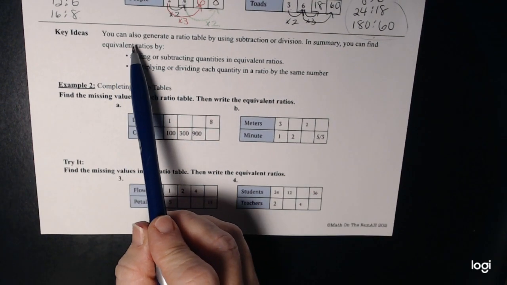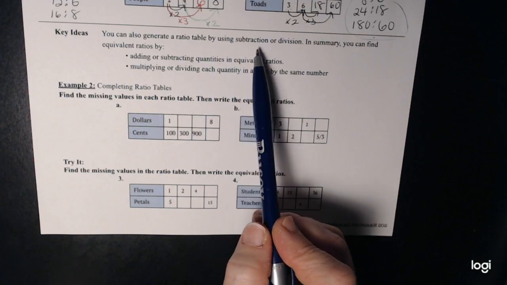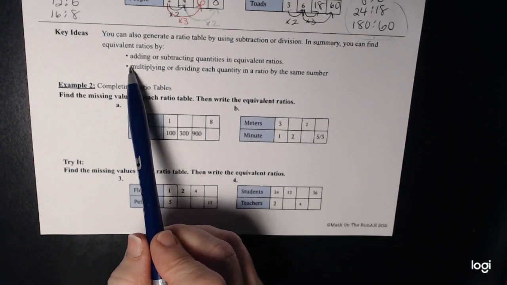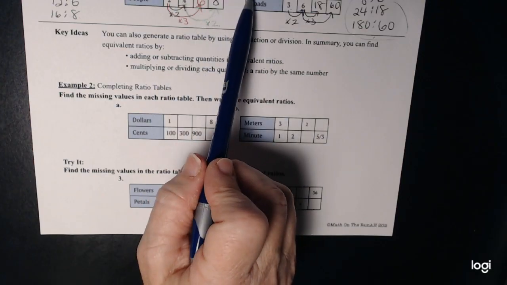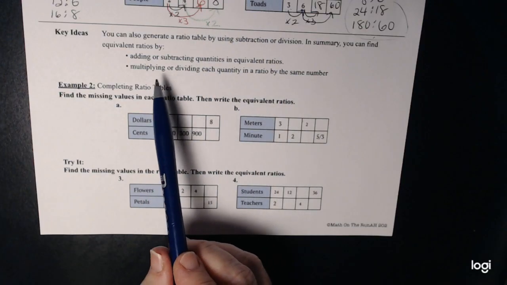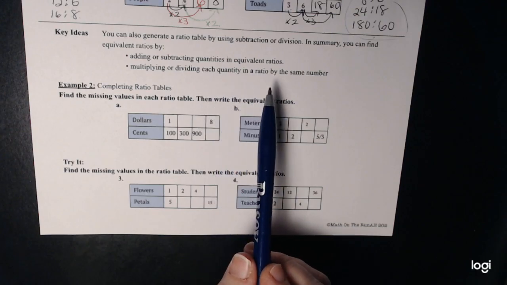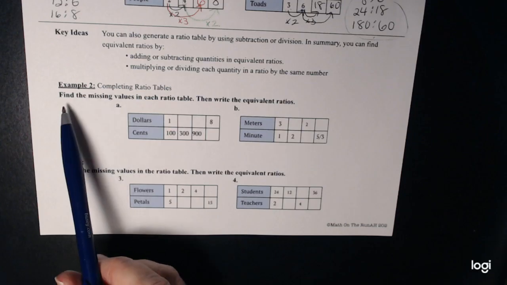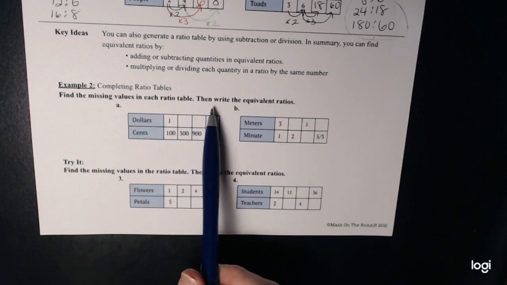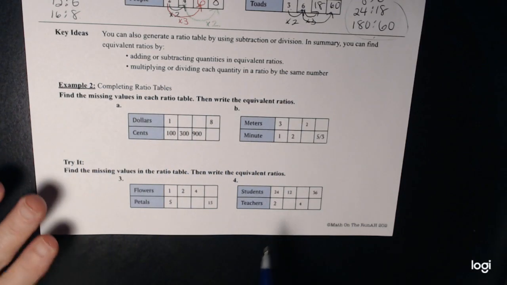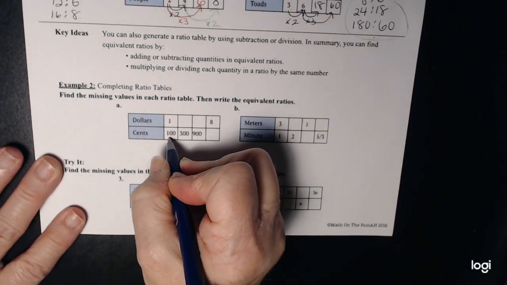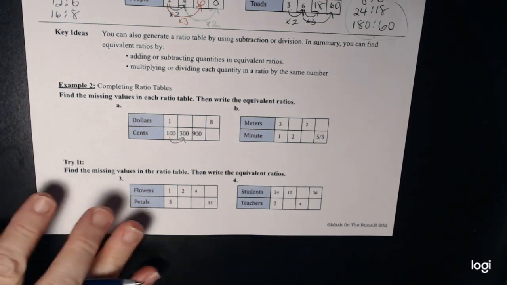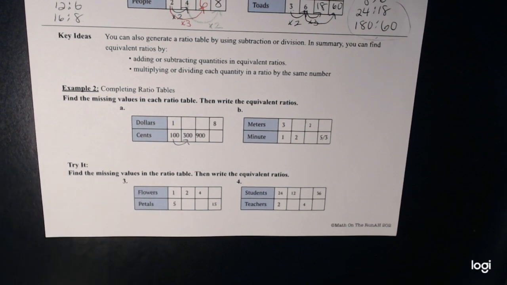It says here you can also generate a ratio table by using subtraction or division. In summary, you can find equivalent ratios by adding or subtracting. We did that up on the top. And then down here, it says multiplying or dividing each quantity in a ratio by the same number. Let's look and see what we can do down here on these examples. Find the missing values in each ratio table, then write the equivalent ratios. All right, well, let's see. They go from here, they go 100 to 300, 300 to 900. What do you think we are missing?